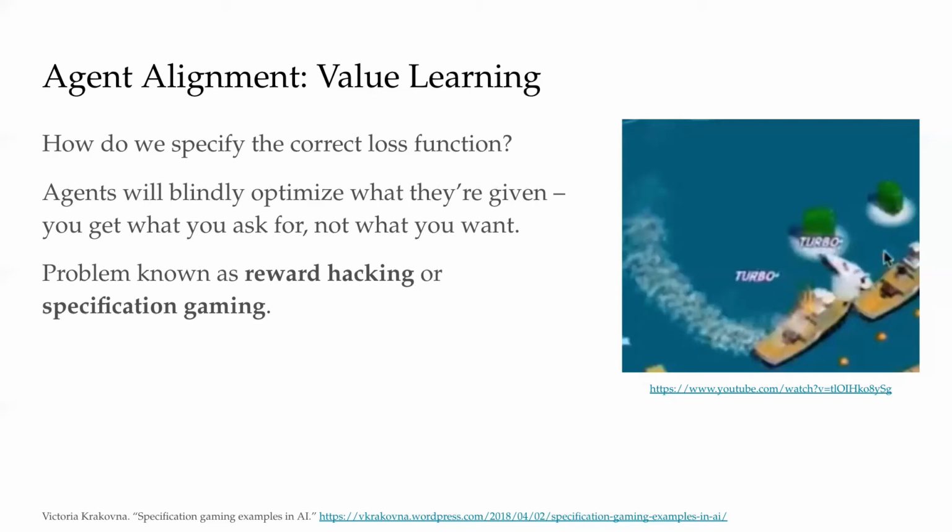So yeah, we human designers of AI systems specify a loss function, specify a reward, and then the AI goes and optimizes that. And then sometimes we don't get what we want. How do we get what we want? That's the question.